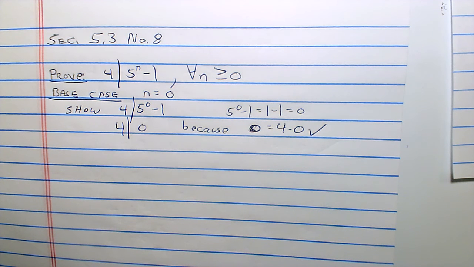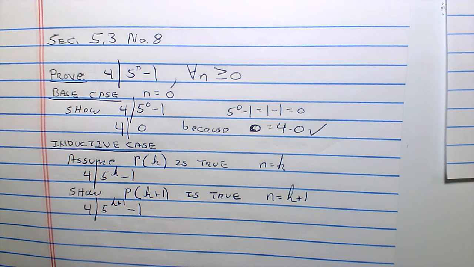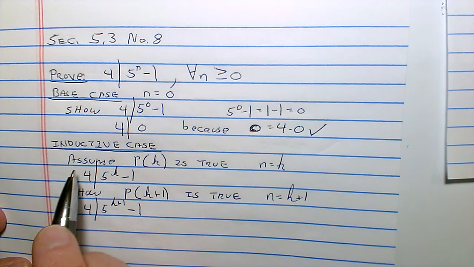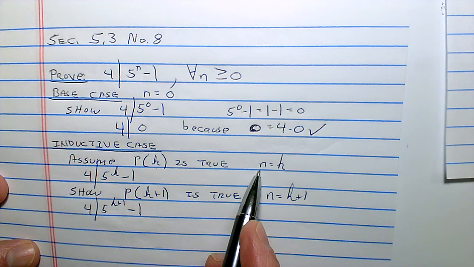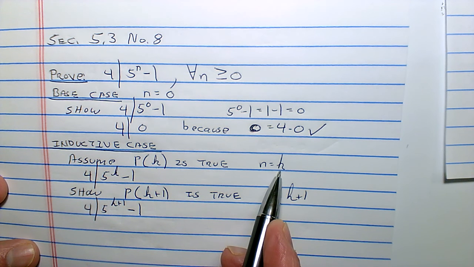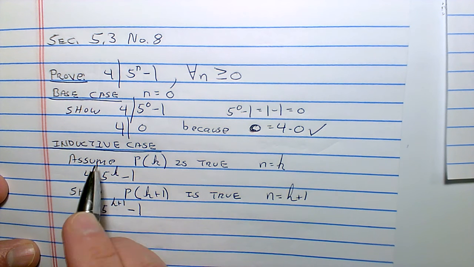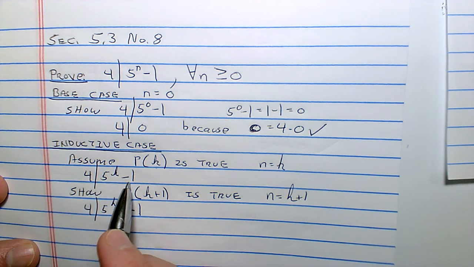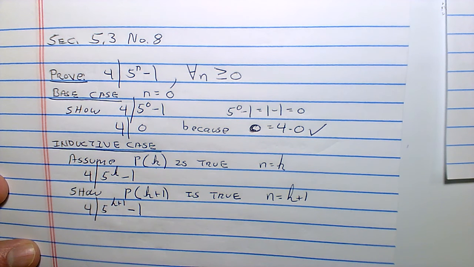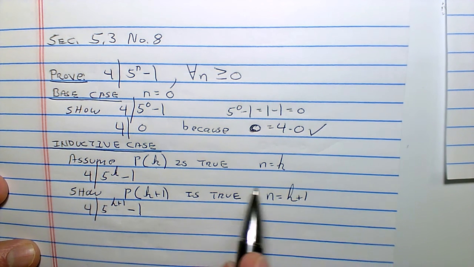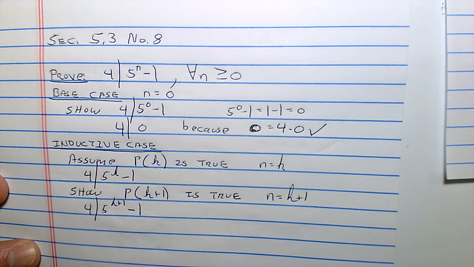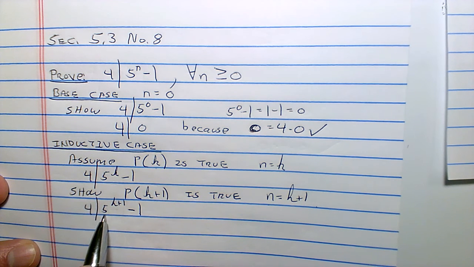Now let's move on to the inductive case. For our inductive case, what we need to do is assume that this statement is true for the kth case, in other words, for when n is equal to k. In other words, 4 divides 5 to the k minus 1. We need to show that it's then true for the next case, P of k plus 1, in other words, when n is equal to k plus 1. In this example, 4 divides 5 to the exponent of k plus 1, minus 1.